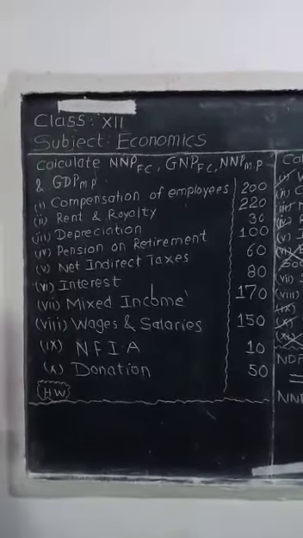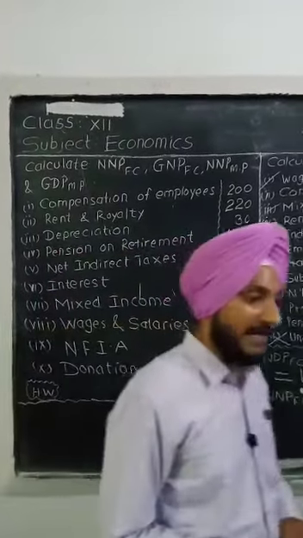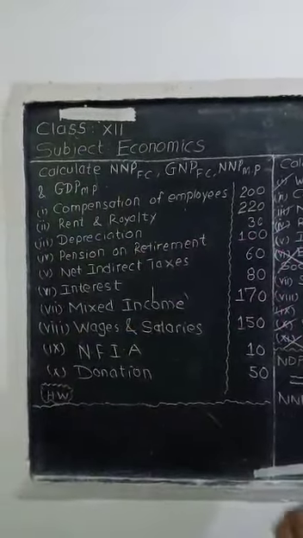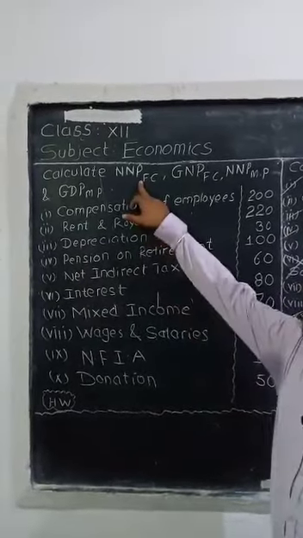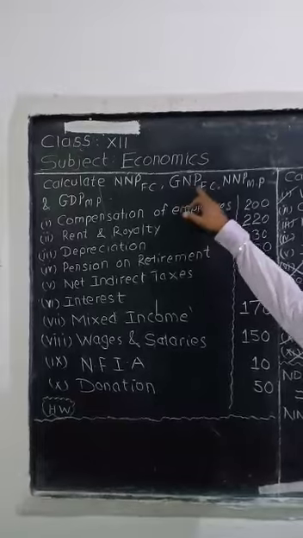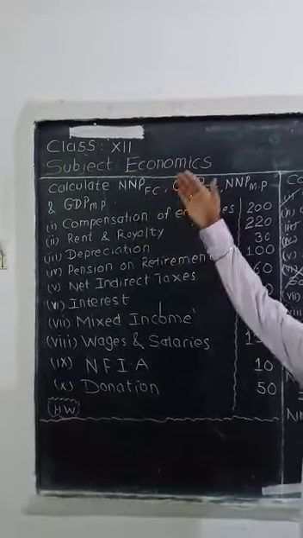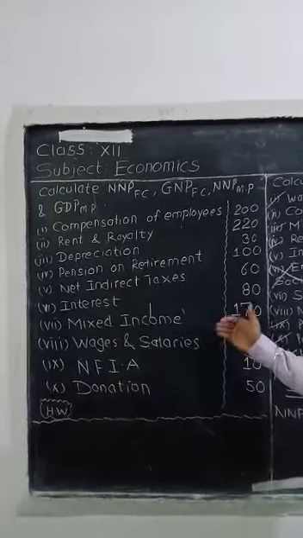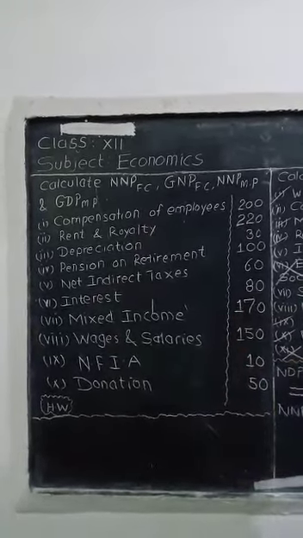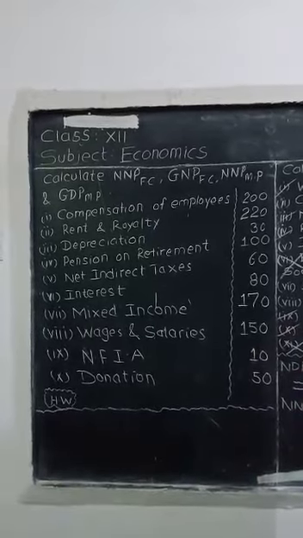Yes students, so now you can see a very small and important question is here for homework. These values are hypothetical, I have taken them myself. So calculate NNP at FC, calculate GNP at FC, NNP at MP and GDP at MP from the following particulars by using the income method. Okay, this is your homework, and in the next video I will give you the answers, and then you can match the answers with me also.